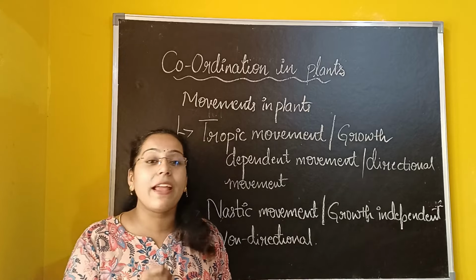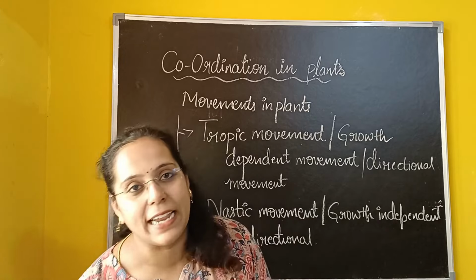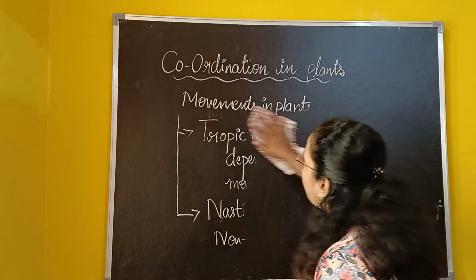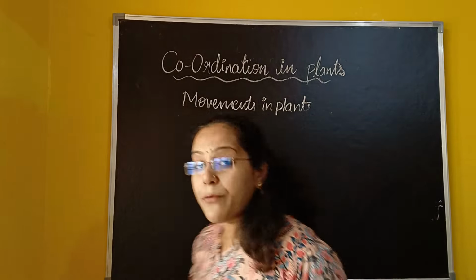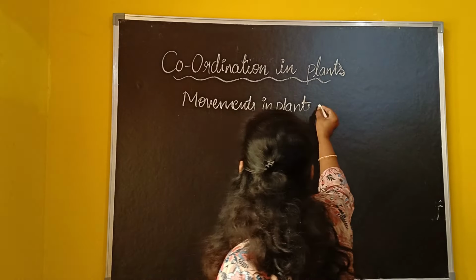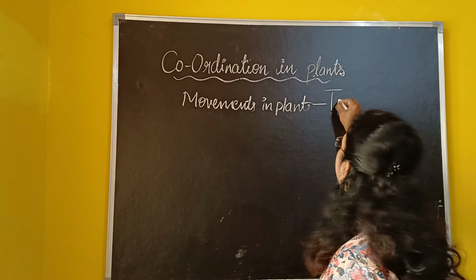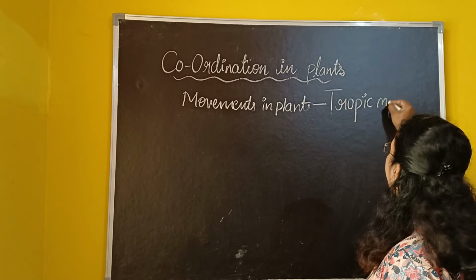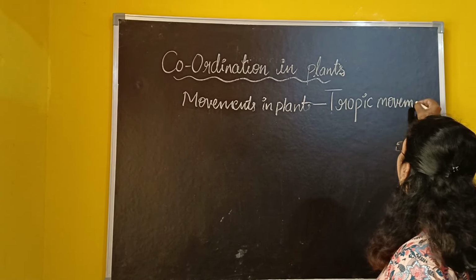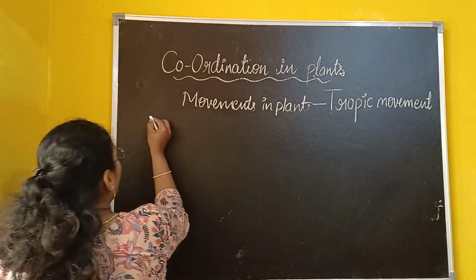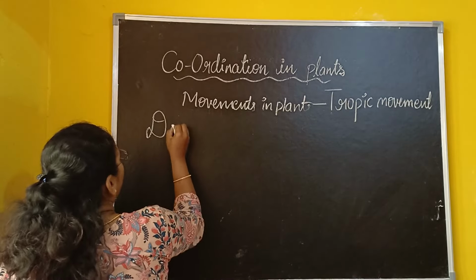a chance to explain each and every concept in detail. So firstly, please note down what is tropic movement. What is the definition of tropic movement? It's very important. Under movement in plants, firstly, I am explaining the definition of tropic movement. Okay, tropic movement. What is tropic movement? As I told you, directional movement.